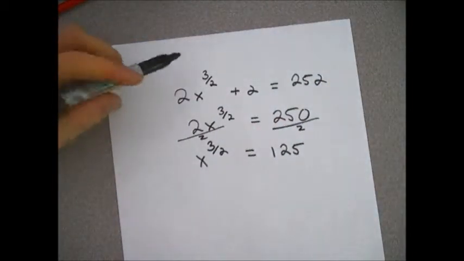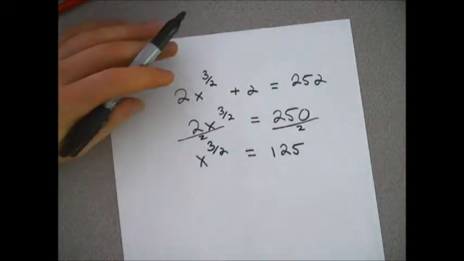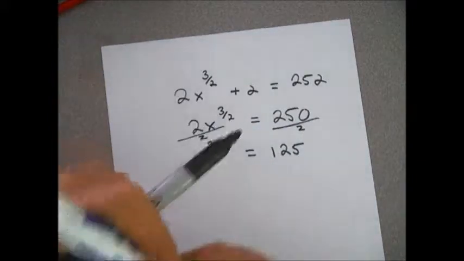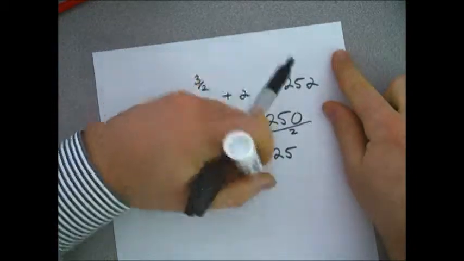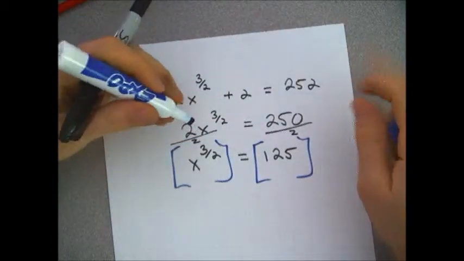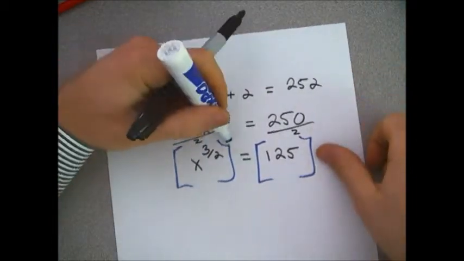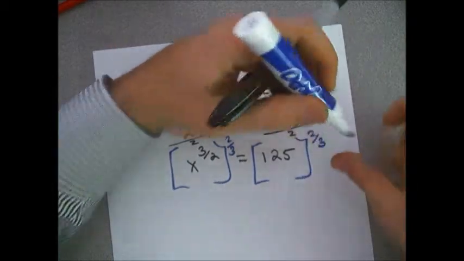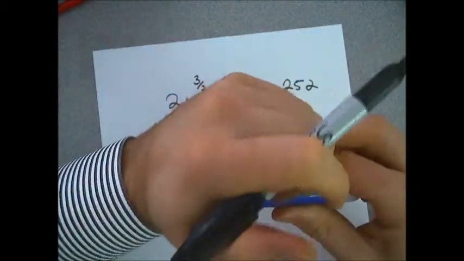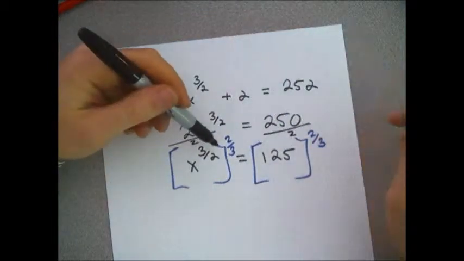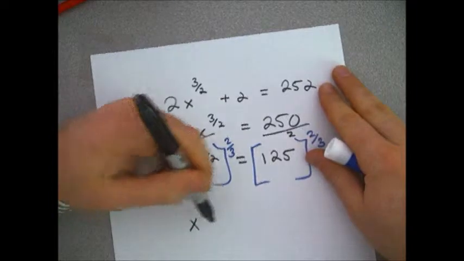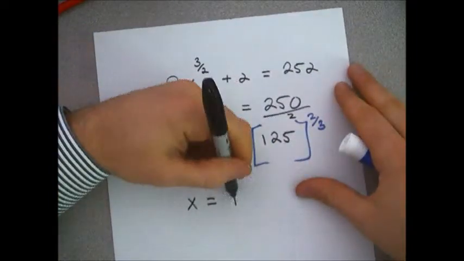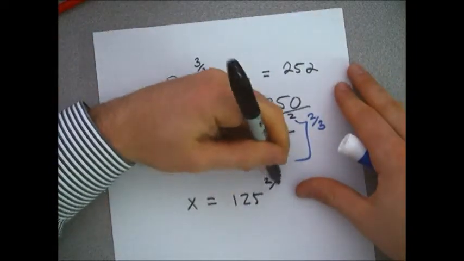Okay. Now, here's where the tricky part comes in. What do we do to both sides? To get rid of that power, we raise both sides to the reciprocal power. So instead of 3 over 2, it's 2 over 3. Both sides to the 2 over 3. On the left, that becomes what? Power to a power is a multiplication. That's 6 over 6, which is 1, which goes away. X is equal to 125 to the 2/3 power.